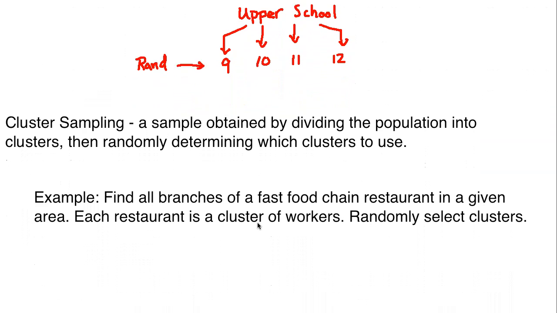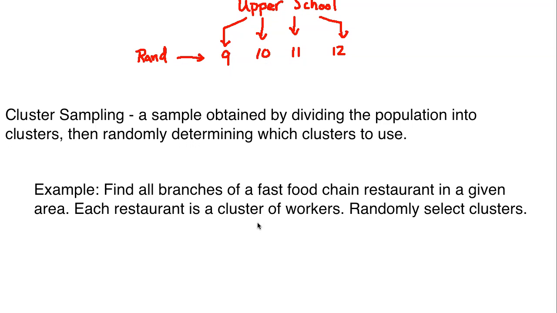All right, so for cluster sampling, we're going to have a sample that is obtained when we divide the population into clusters, which sounds similar to the subgroups where we do stratification. But then we're going to randomly determine which clusters to use. So we break apart these groups into clusters, but we do not take from each cluster like we did in stratified. That's the big difference here. We're going to take entire clusters at random, and we are going to pick them as the samples.